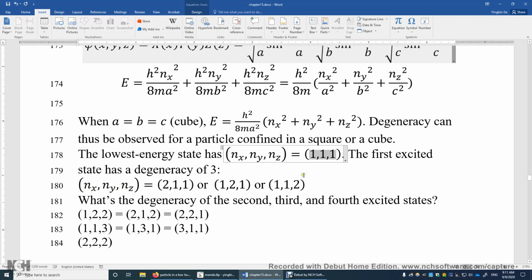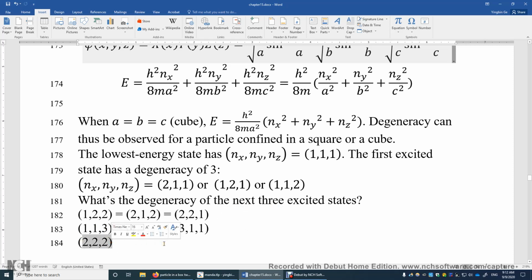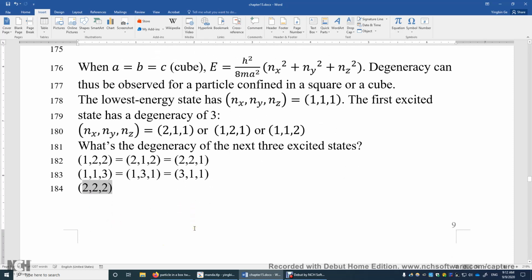Now, what about some other excited states? The next three excited states are going to be 1, 2, 2; 2, 1, 2; and 2, 2, 1. You need to square all three numbers and take the sum. So 2 squared plus 2 squared plus 1 squared is 9. For the next three energy levels, 1 squared plus 1 squared plus 3 squared is 11. So the energy is 11h squared over 8ma squared. Now over here you have 12h squared over 8ma squared.